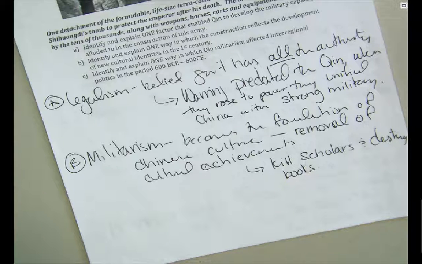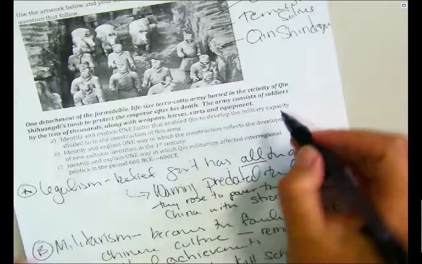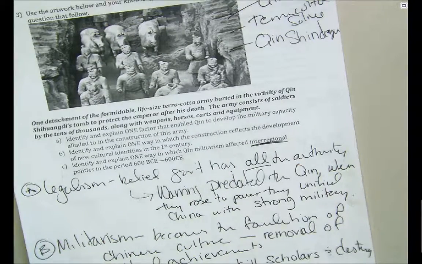C. Identify and explain one way in which the Qin militarism affected interregional politics in the period 600 BCE to 600 CE. So, who can tell me, how did the Qin interact with other people? Come on. What do you got, Katie? Yeah, but that's not telling me about interregional. Who can raise their hand and tell me what interregional means? Sophia. It's other regions. Okay. So how does the Qin interact with other regions?